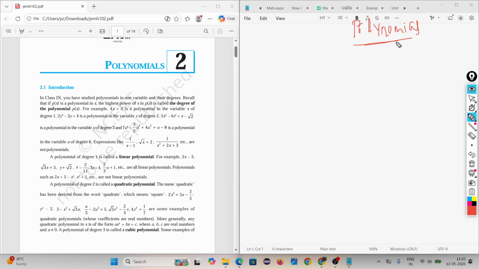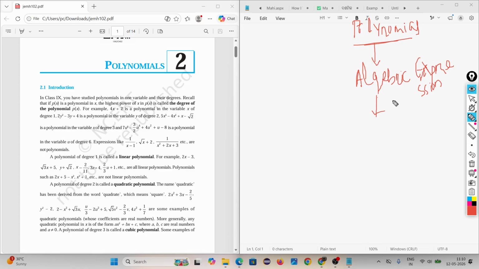Polynomial is a type of variable which includes variables and... Okay. To learn polynomial, we should have knowledge about algebraic expression. Students think algebraic expression and polynomial are both the same. No, there is a difference between algebraic expression and polynomial.